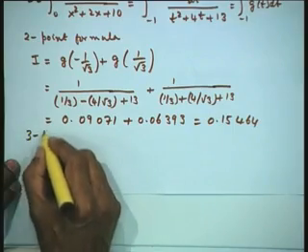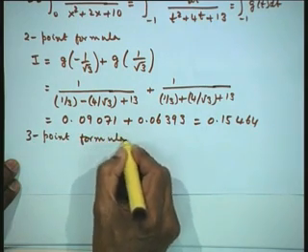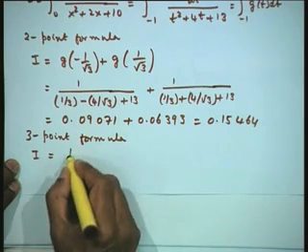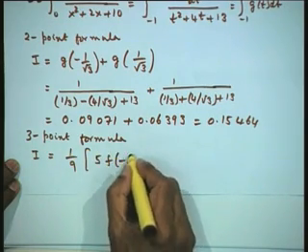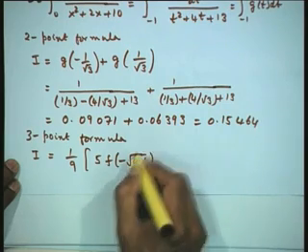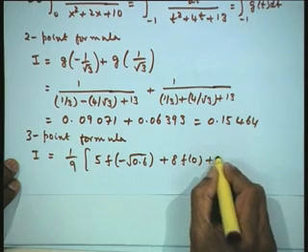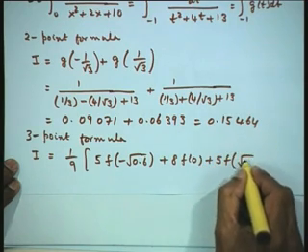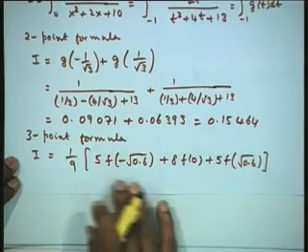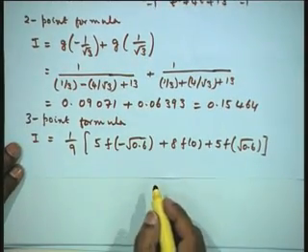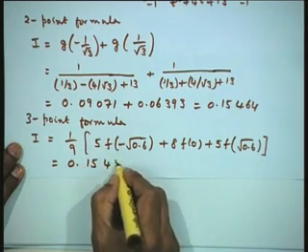So, with the 3 point formula, I will be equal to 1 upon 9, 5 times f of minus root of 0.6, I will now use 3 by 5 as 0.6, 8 times f of 0, 5 times f of root of 0.6. This is 0.15455.